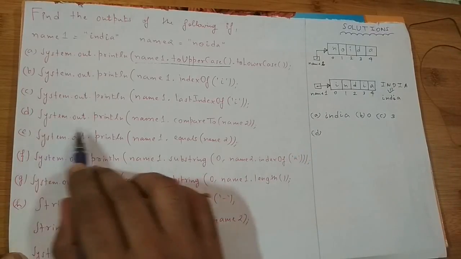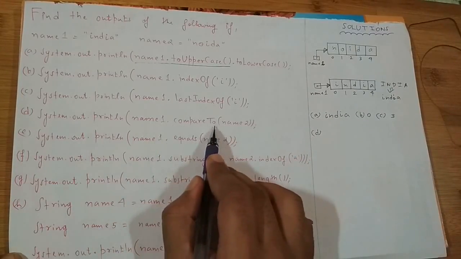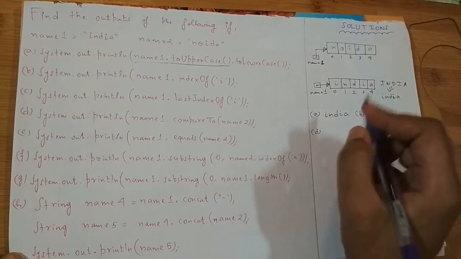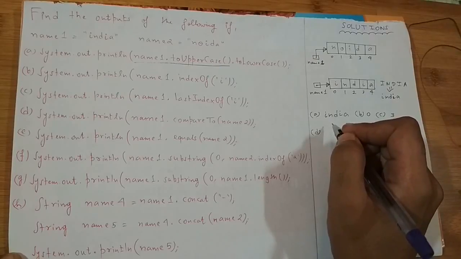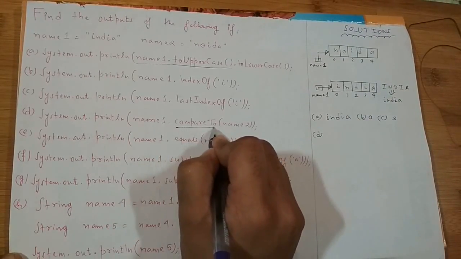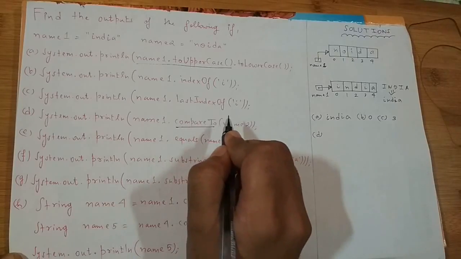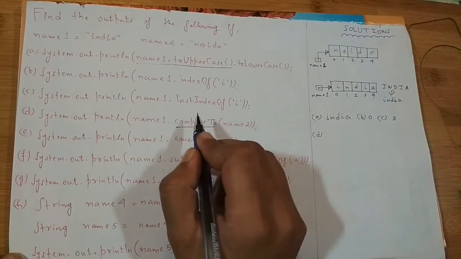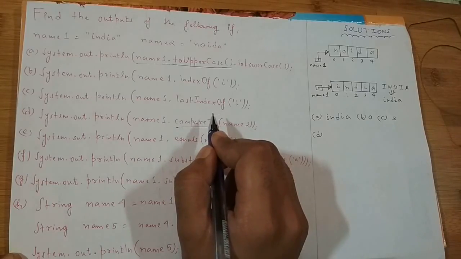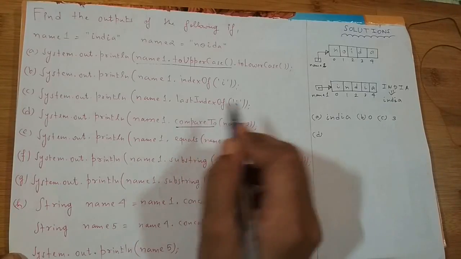And now moving on to number D, name1.compareTo(name2). Now what does this compareTo method do? This compareTo method compares two strings for lexicographic order. What is lexicographic order? Lexicographic order refers to alphabetic order. That means the order in which words appear in the dictionary.